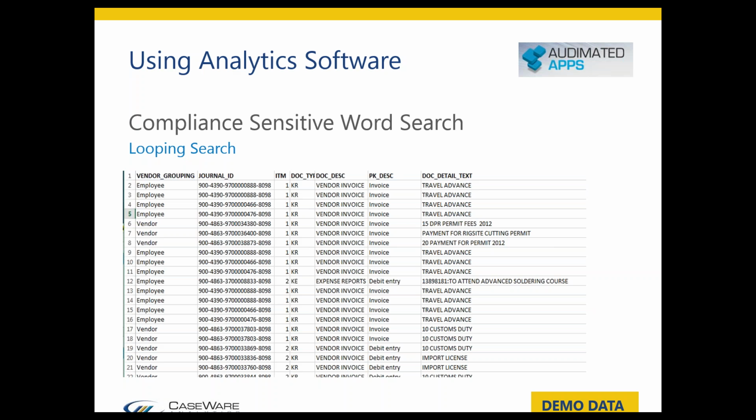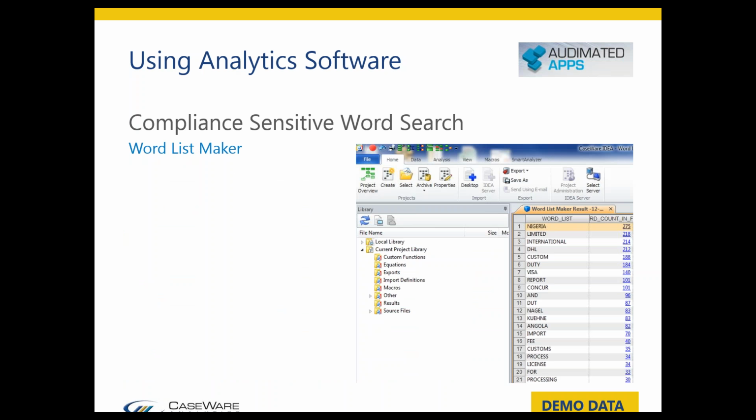So you can include them. This is a good example of a compliance-sensitive word search that we have using the looping search that's available from Automation. It's pretty cheap. I think it's only about 50 bucks or so. I'm not sure, though. The next one that we have is the word list maker, and it's pretty great.